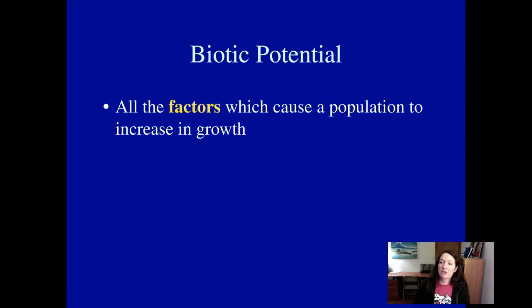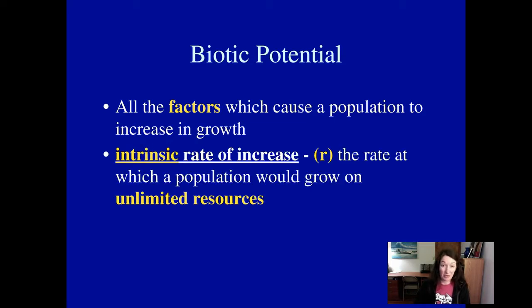Biotic potential is a term that you'll need to know about populations, and it's just all of the factors that cause an increase in growth in a population. So think of the word biotic, it's life, like the potential for life, the potential for growth. The intrinsic rate of increase for a population, abbreviated lowercase r, is the rate at which the population would grow on unlimited resources. And if you're familiar with studying populations, you might remember the J-shaped graph of population growth, or exponential growth, and that is often the case for organisms that have unlimited resources.